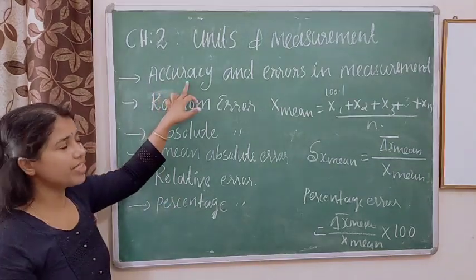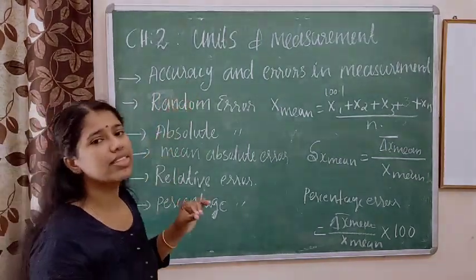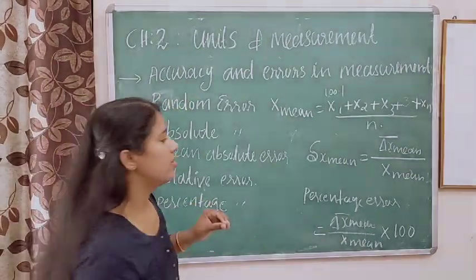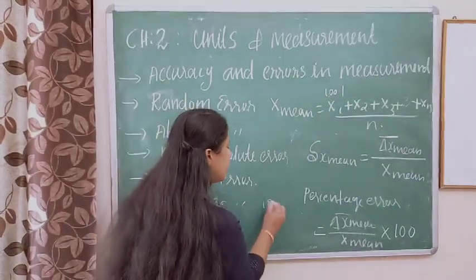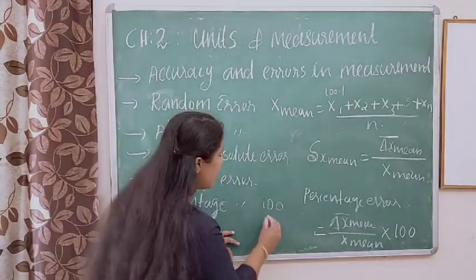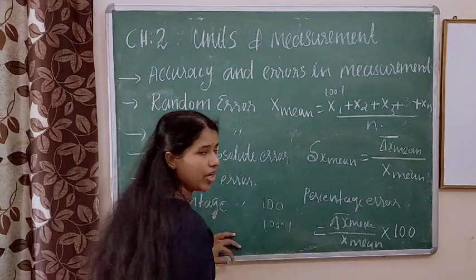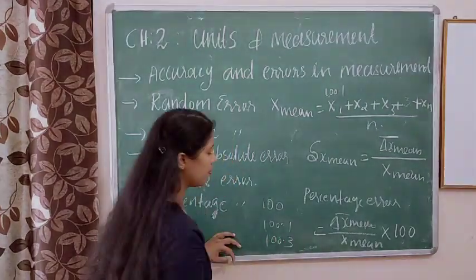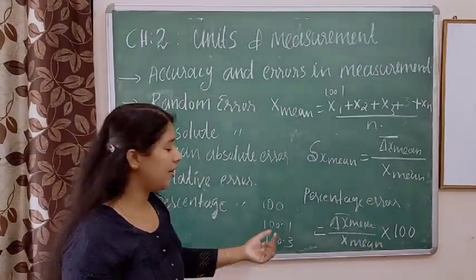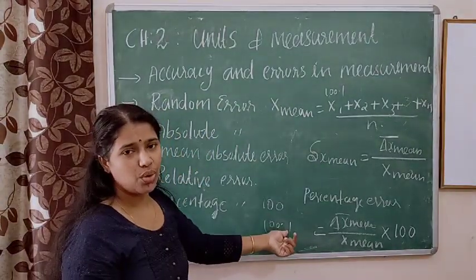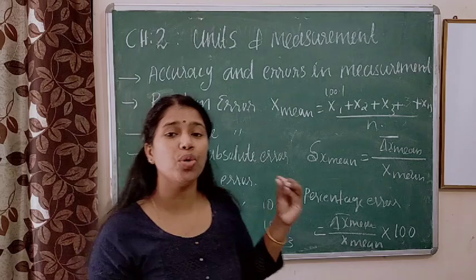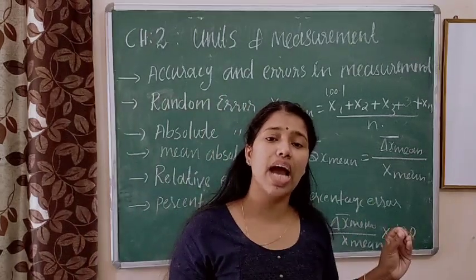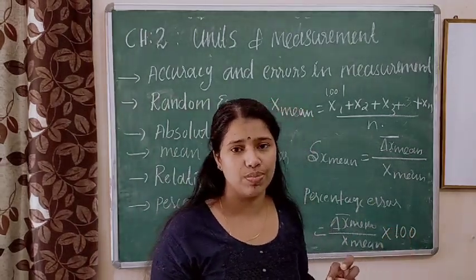Then what is accuracy? Accuracy means, for example, the correct value is 100. The measured value is 100.1, and the third one is 100.3. Which one is more accurate? 100.1 is more accurate. Whichever is nearer to the true value, we can say its accuracy is more.